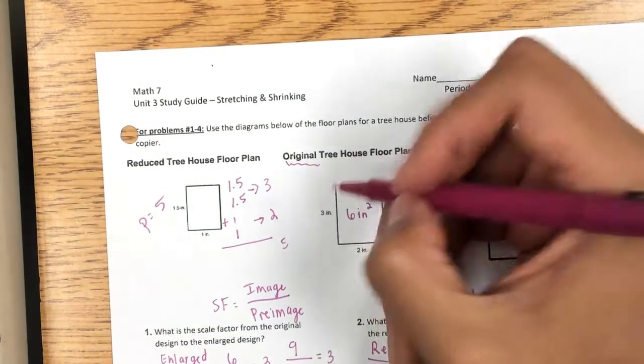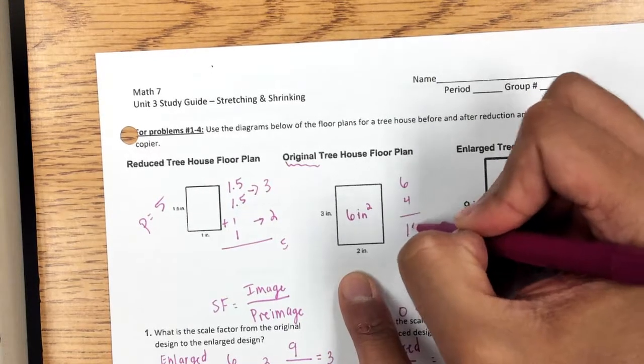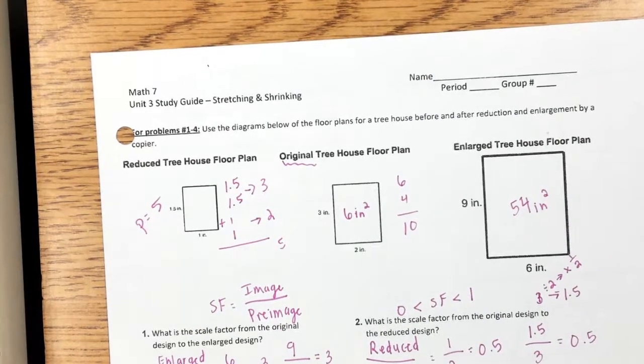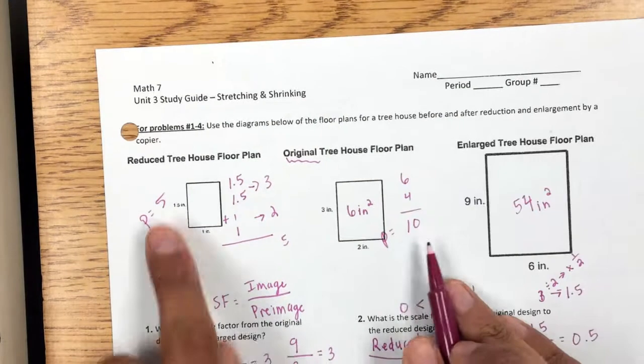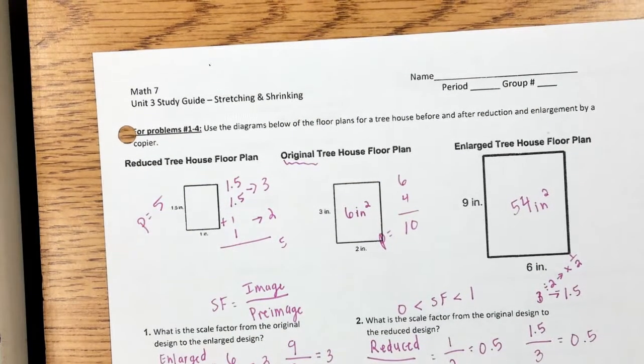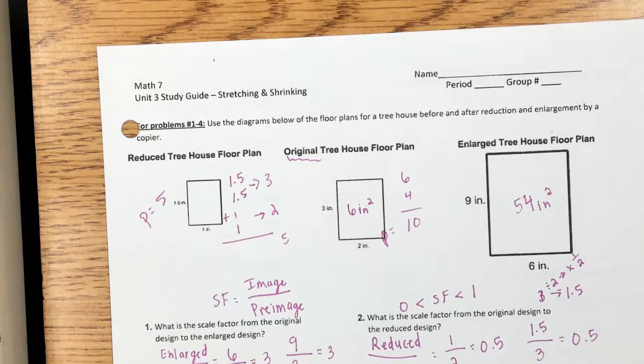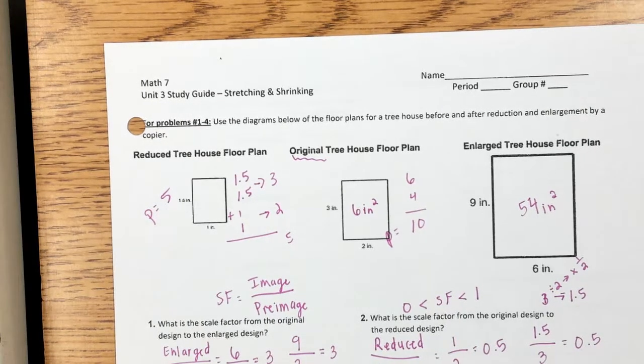Let's find this one really quick. 3 plus 3 is 6, 2 plus 2 is 4, and that's going to be 10. So immediately you should probably be able to compare these two, 10 and 5. The perimeter of the reduced design is 1/2 of the perimeter of the original. If that is the first one you read, kudos to you, and that is actually the correct answer.